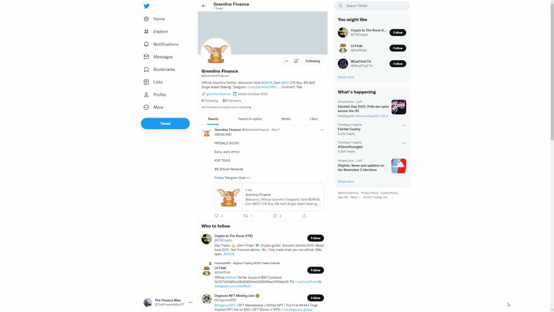So there's not much to see on the Twitter here. They just started up. The goal is to try to find these early tokens as soon as possible, and they just started yesterday. You hold Grim and earn Bitcoin. So this is interesting, y'all. The more Grim you hold, the more you earn in passive Bitcoin, 7% earned on buy and 8% on sell. So let's head on over to their website and see what it's all about.